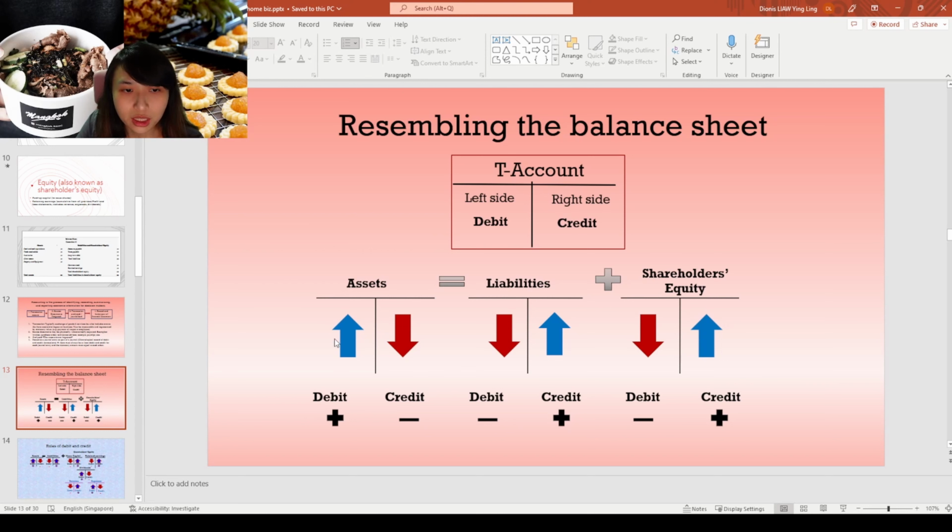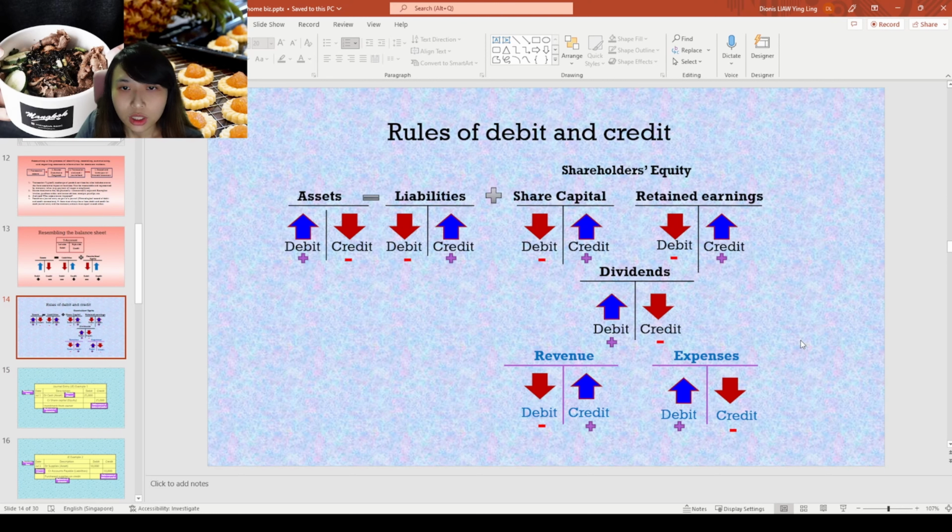Okay, so just check it out. For liabilities, when it's a decrease, it's called debit, and an increase in liability is called credit. So basically follow all the rules here, and you will easily get this debit and credit thing. Okay, so more rules of debit and credit.